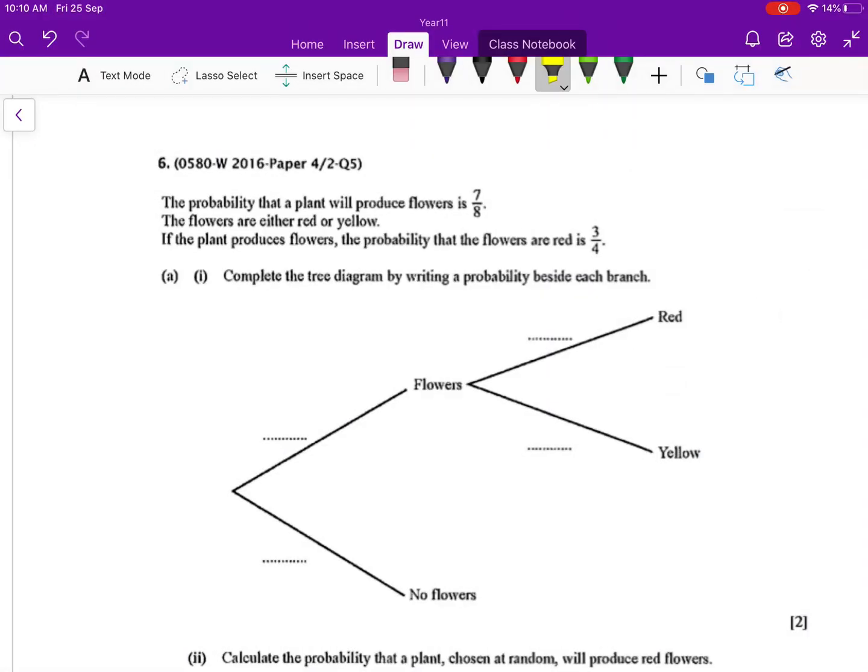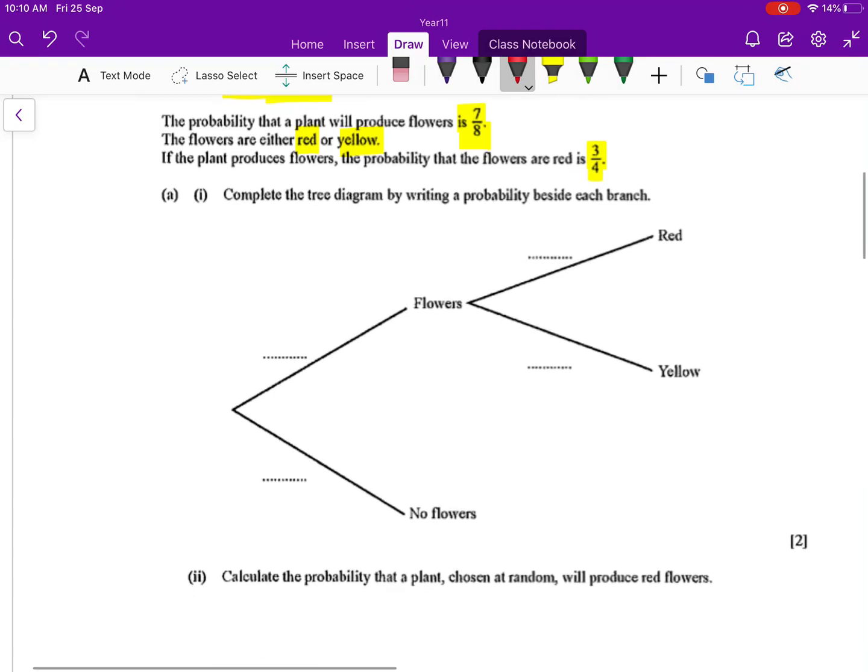Hi guys, in this video we are going to look into one of the probability questions that actually came out in paper 4 2016. In this question it says that the probability that a plant will produce a flower is 7/8. The flowers can be either red or yellow. If the plant produces flowers, the probability that the flower is red is 3/4.